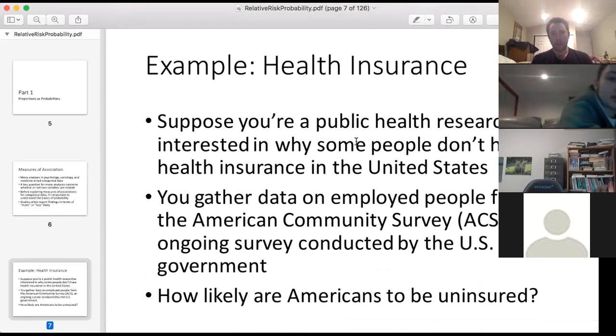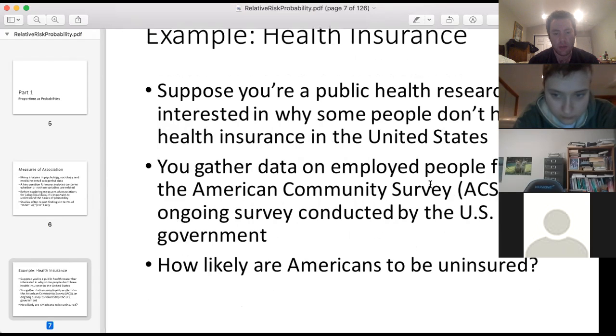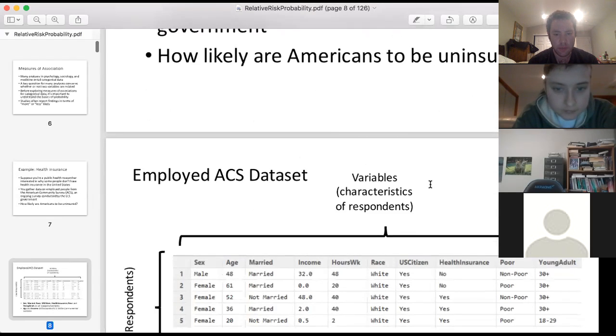So here we're going to use an example with health insurance. Suppose you're a public health researcher and you're interested in why some people don't have health insurance in the United States. So that's what we're going to be working on in this case. We're going to look at a case study, a data set of people in the United States, and we have some other variables on them, whether they have health insurance, whether they don't, and we're looking at how likely are Americans to be uninsured.